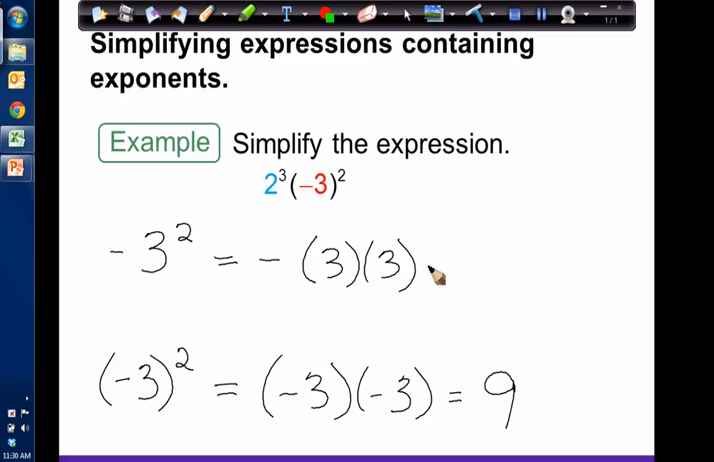All right. So in this case, we just have a negative out front, and we have a positive 3 times positive 3, which would give us a 9. So our answer is negative 9, as opposed to here, when the negative is in parentheses, we get a positive 9. So just be really careful about that.